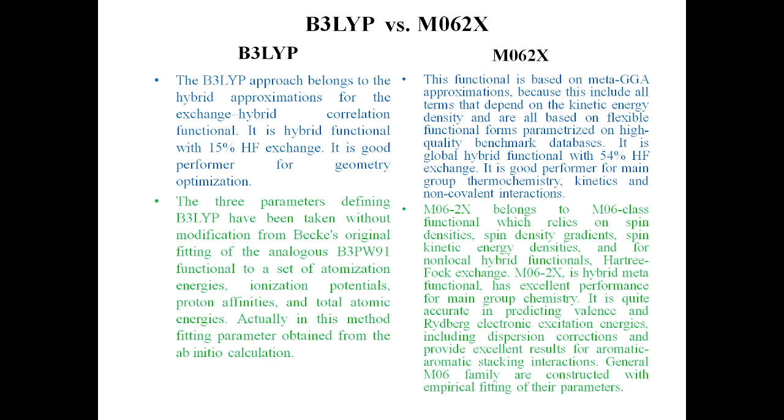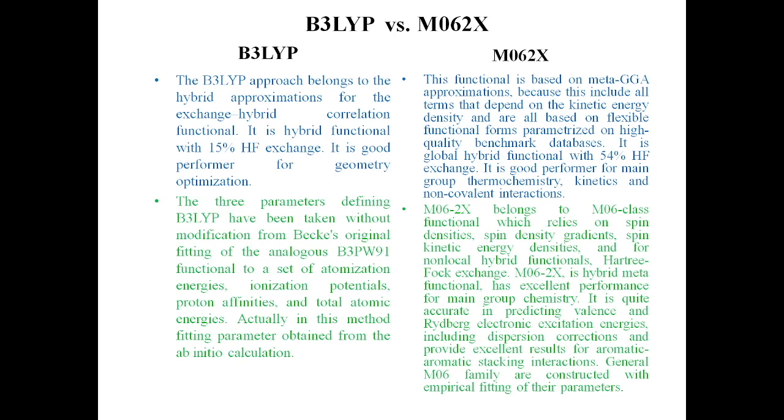The three parameters defining B3LYP have been taken without modification from Becke's original fitting of the analogous B3PW91 functional to a set of atomization energies, ionization potentials, proton affinities, and total atomic energies. Actually, in this method, the fitting parameters are obtained from ab initio calculation.